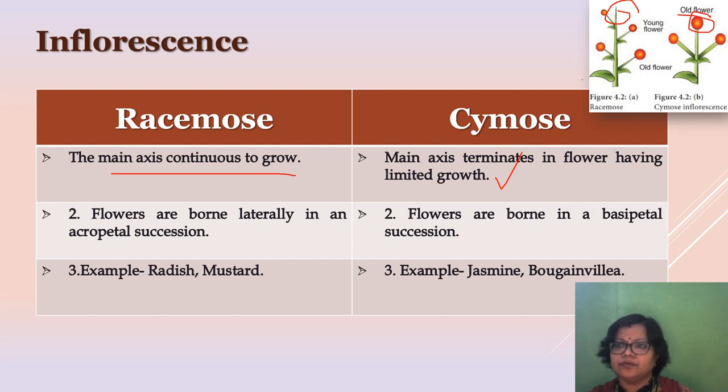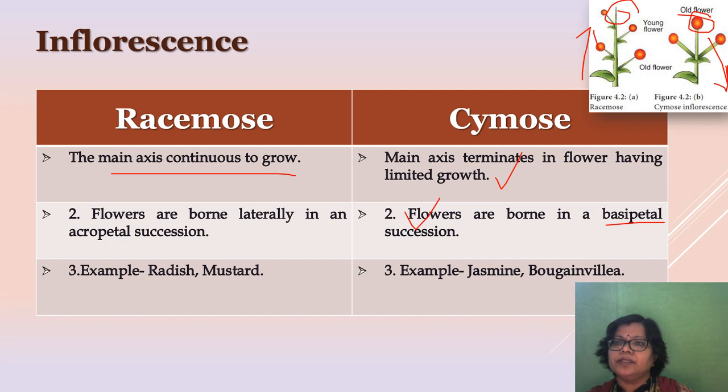In case of racemose, in an acropetal succession. That is, the old flower at the base, young flower at the tip. And in case of cymose, flowers are borne in basipetal succession. What does it mean? That is, the old flowers at the tip and the young flowers towards the bottom. That is called the basipetal succession, right?